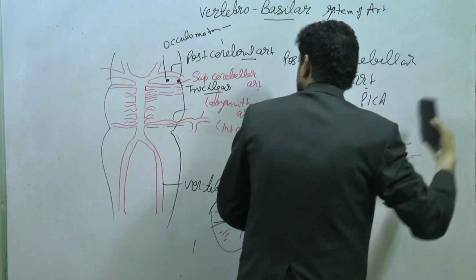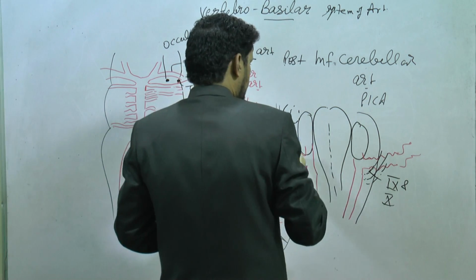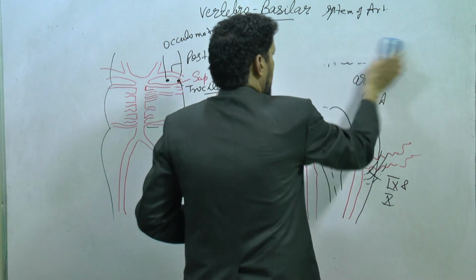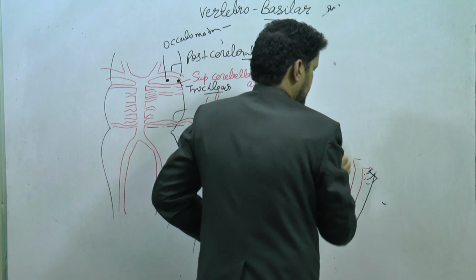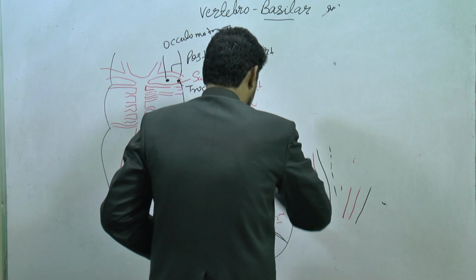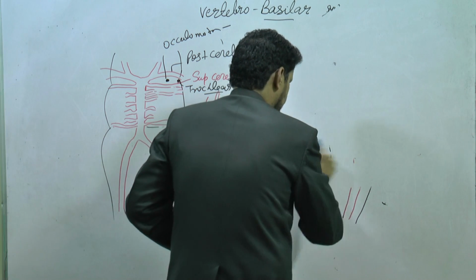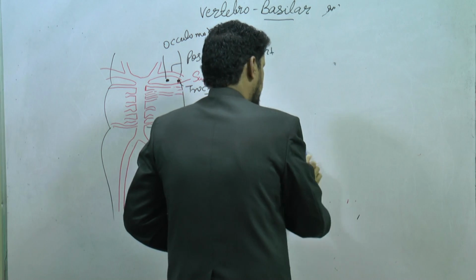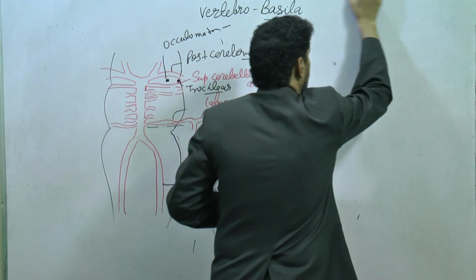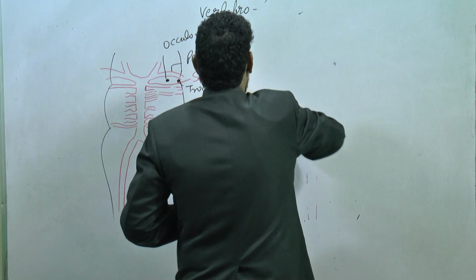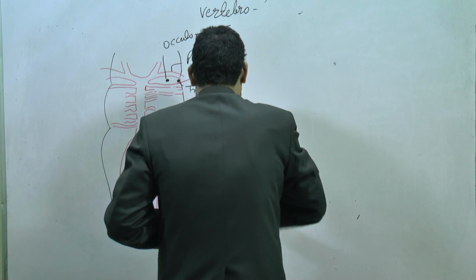So the posterior cerebral artery is a big artery arising from the termination of the basilar artery. Mainly the artery is for the occipital lobe of the cerebrum and part of the temporal lobe.